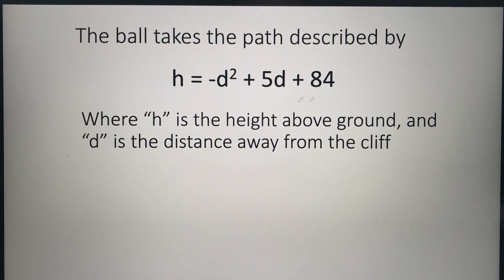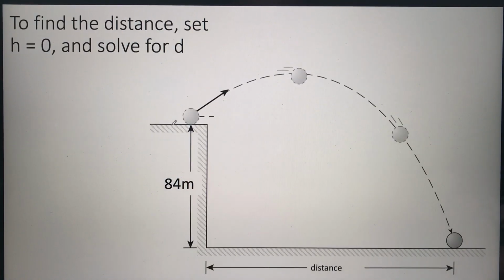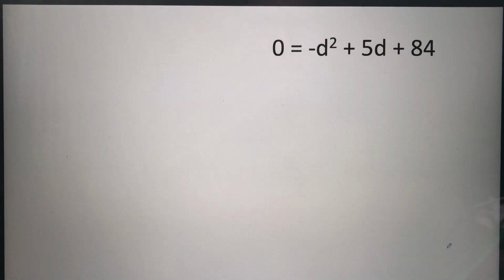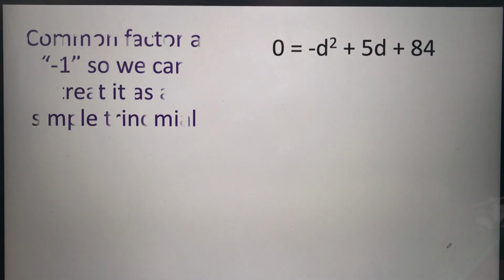The ball takes a path described by the equation. h is the height and d is the distance from the cliff. To find this value of d, I'm going to set my h equal to 0. Imagine here's my vertical axis. This is 0 down here. This is my height. So I set that h equal to 0, and that should give me this d value when it occurs. So I set it equal to 0.